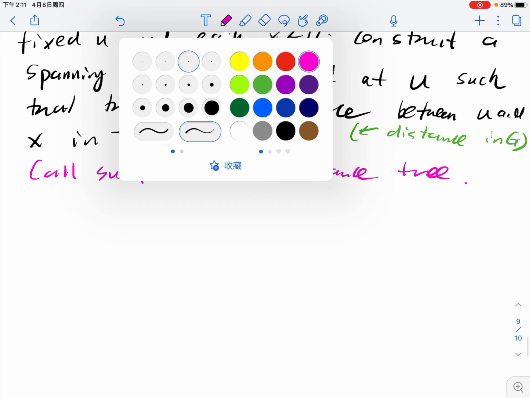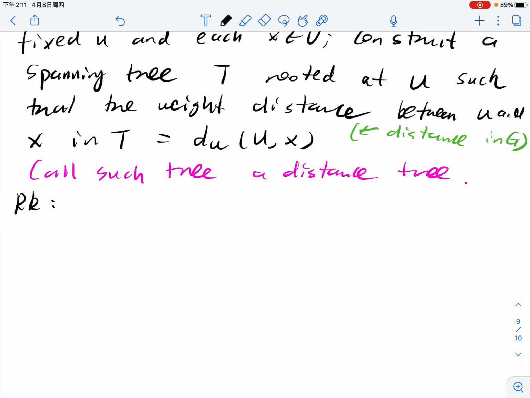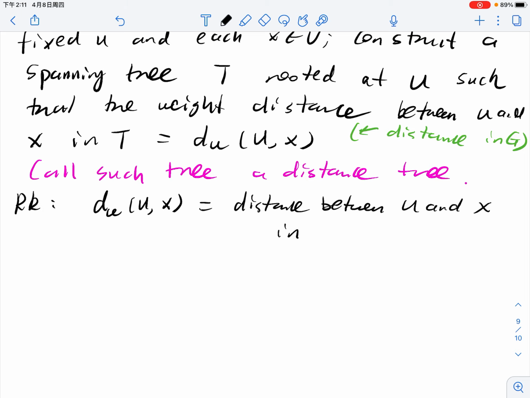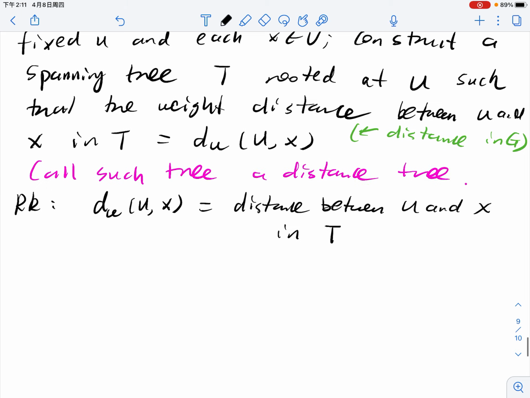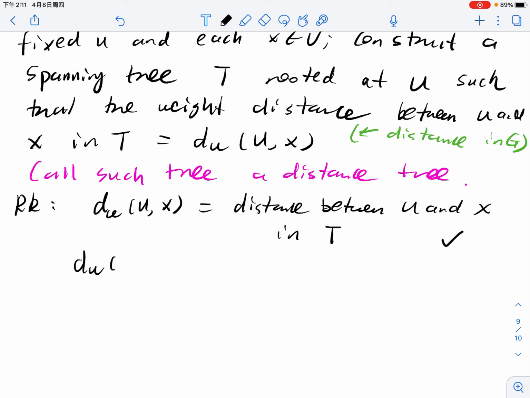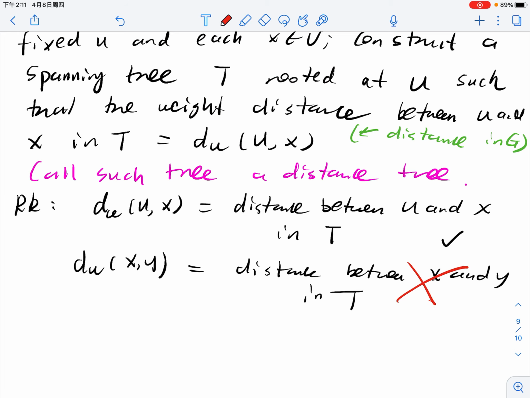Before we proceed, I would like to make a remark. Here we only say that d_omega(u,x) is the distance between u and x in T. This is true, but we never say that for any pair of points, d_omega(x,y) is the distance between x and y in T. This is too much, it cannot be true.